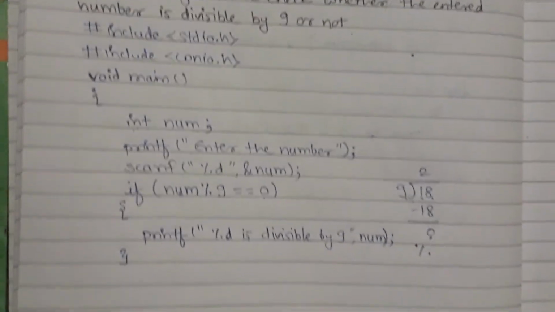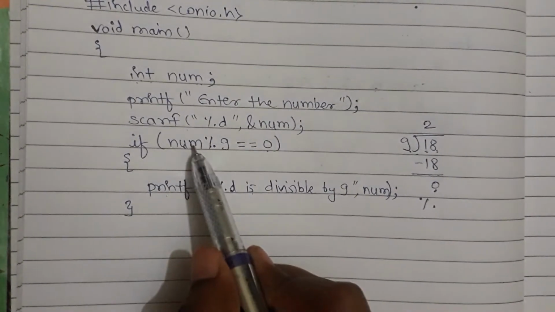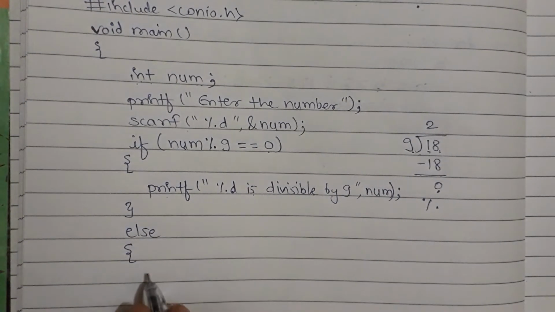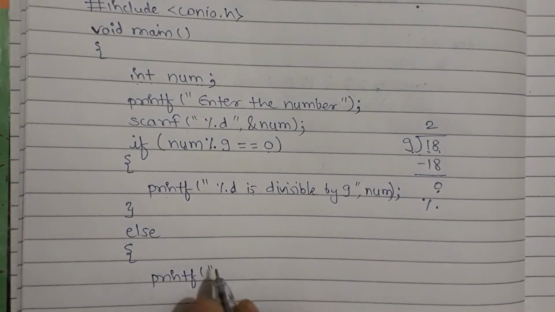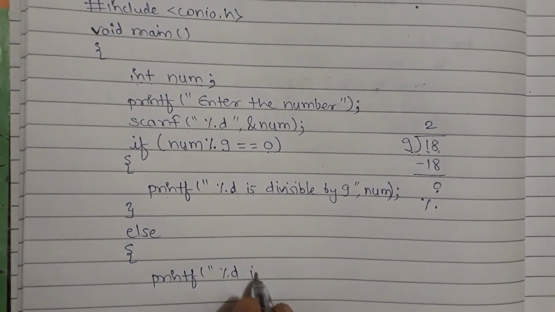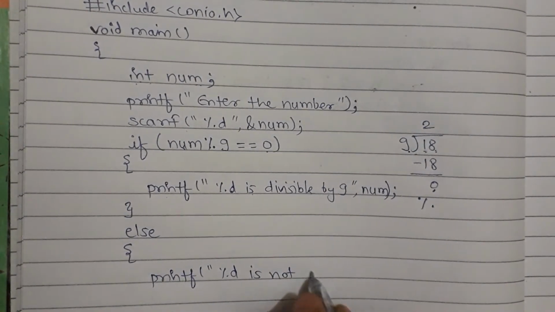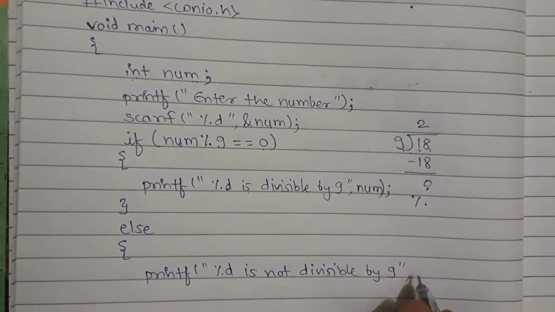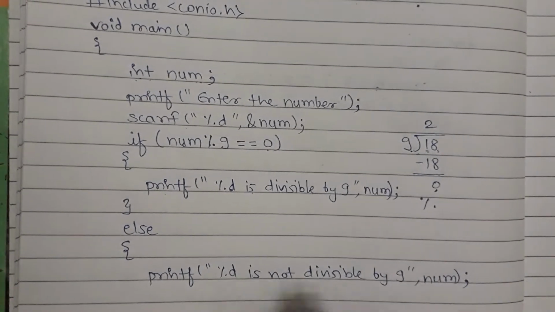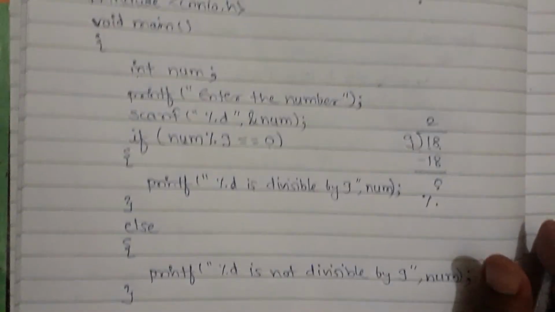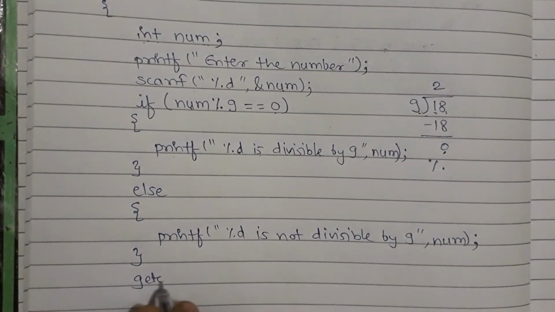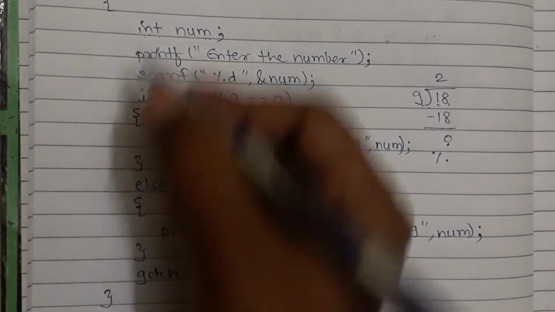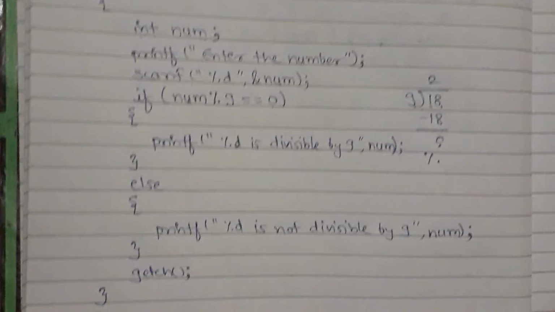Now if this condition is false, then in that case it will come to the else part. In this else part, it will print that %d is not divisible by 9. Instead of %d, it should print the value of num. So num is not divisible by 9. At the last, we have to write the getch function, and after that the closing bracket for void main. So in this way we can write the program.